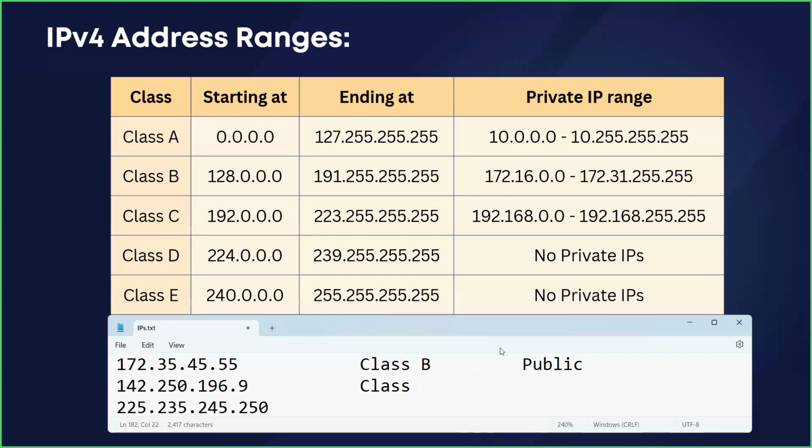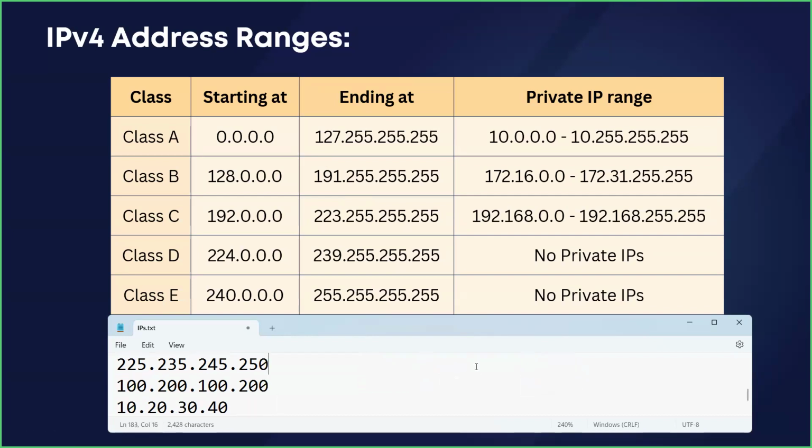It's again class B. No, it is 142. What are you asking about? 142 or 225? It's this 142. It's class B, right? Yeah, it's class B. Public or private again, guys? Public. Perfect. Next one.